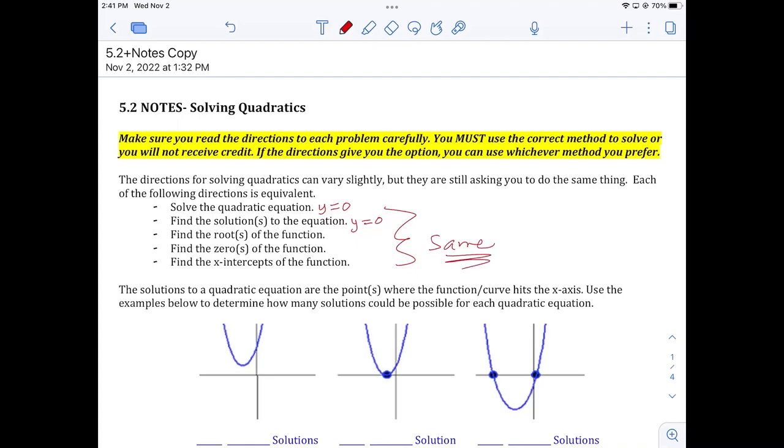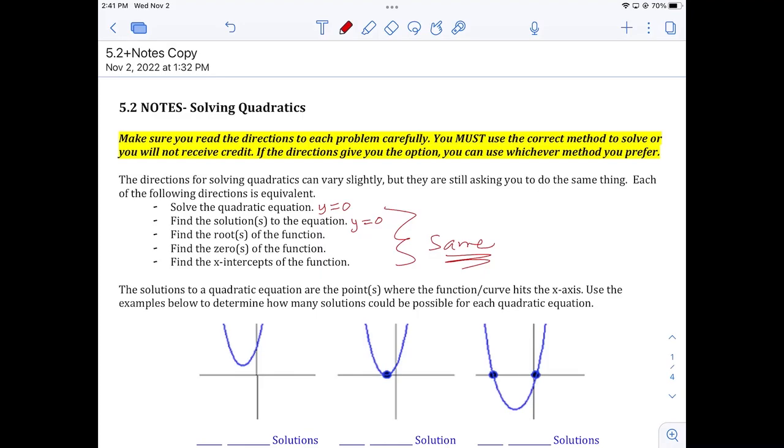I tend to call them roots just because that's what I learned. Zeros is very intuitive because it's where the y value is 0. And that's where the graph crosses the x-axis, so they're x-intercepts. X-intercepts are really useful when you're trying to sketch a graph of something. Otherwise, I'd go with roots.